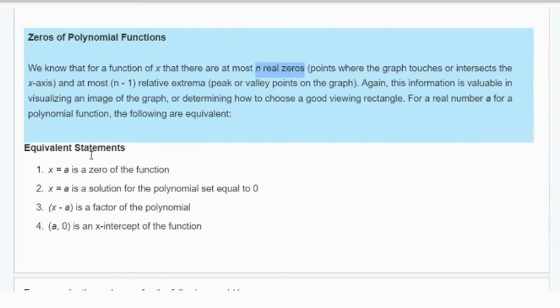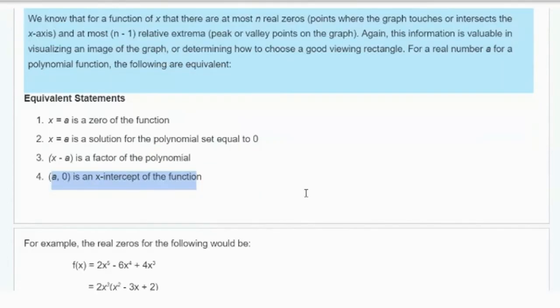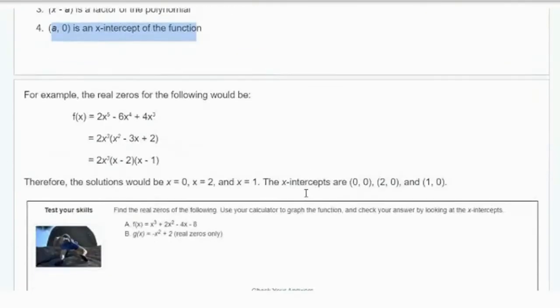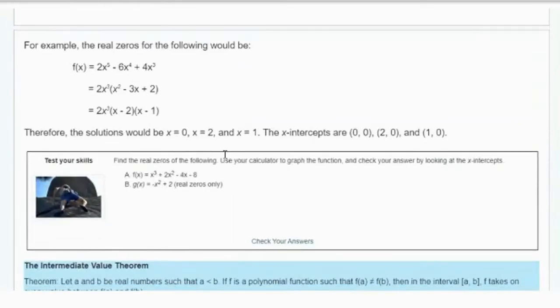So these are all saying the same thing. X equals a is the zero of the function. We could also say x equals a is the solution for the polynomial when it's set equal to 0. We could say x minus a is a factor of the polynomial, or a comma 0 is the x-intercept. Those are all talking about the same thing. So let's look at a real example here.